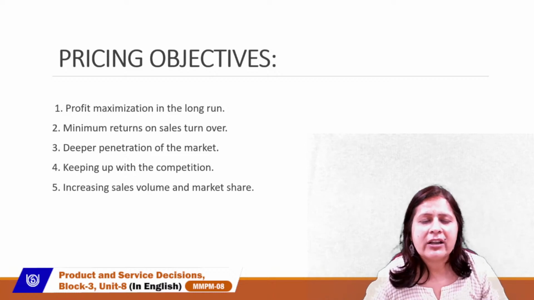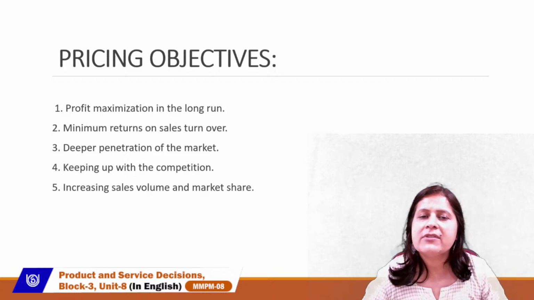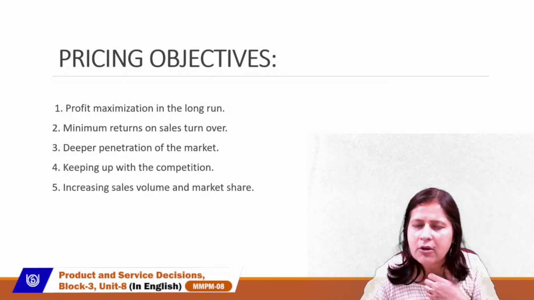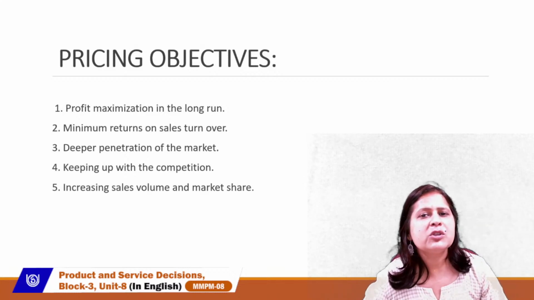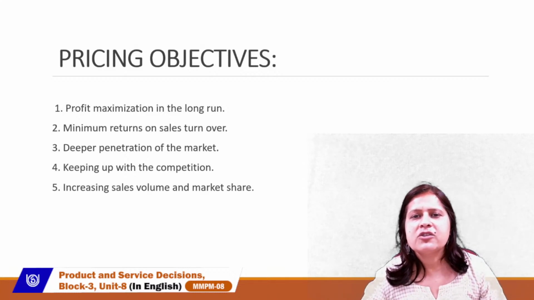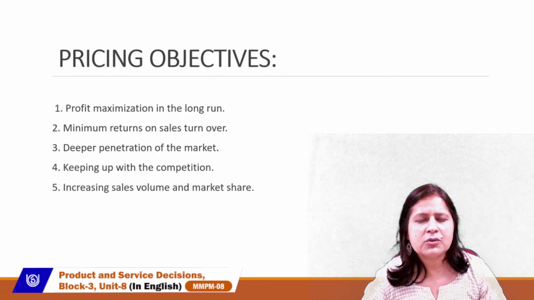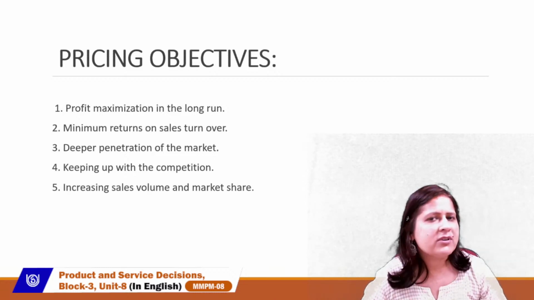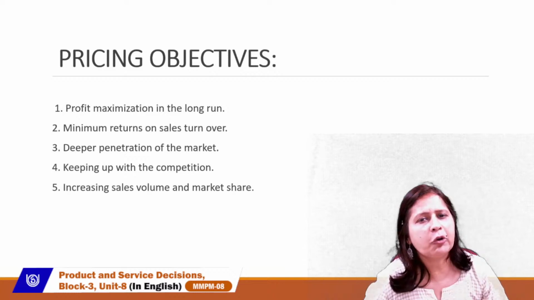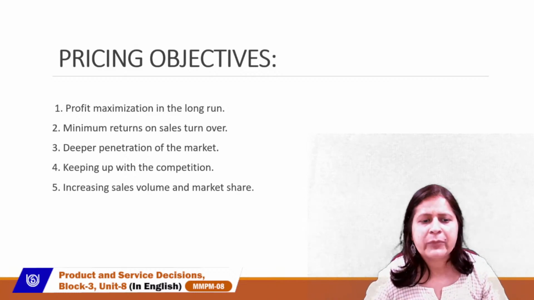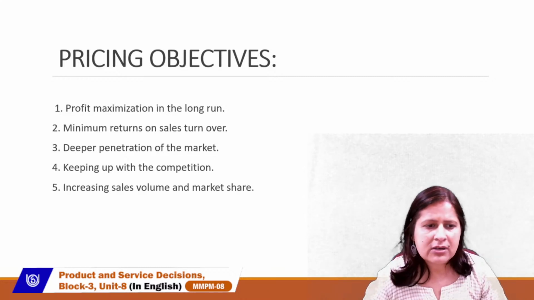What are the objectives of pricing? Pricing objective is the profit maximization in the long run. Obviously business means profit. While an organization is providing a product or services to someone, the main objective is profit maximization, but it could be in the long run. Minimum returns on sales turnover, right? So there should be returns on the sales turnover.